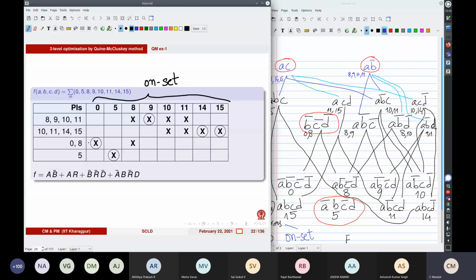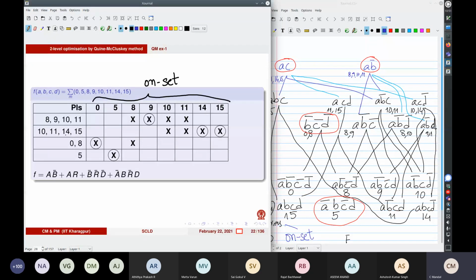So this is an essential prime implicant. So these are all prime implicants, and if the prime implicant has a circle in its row, then it's an essential prime implicant, because this prime implicant is the only prime implicant covering 0. All right. So this is an essential prime implicant. 5 is also a prime implicant, and this is the only prime implicant covering 5. So this is an essential prime implicant.